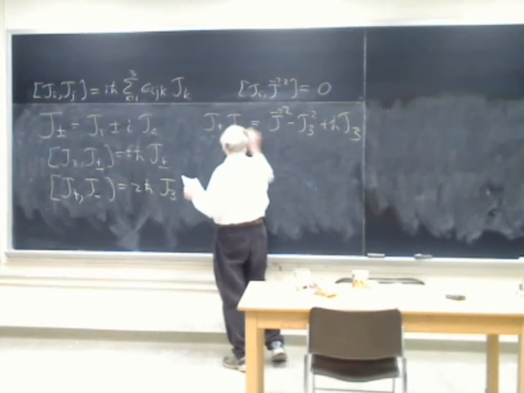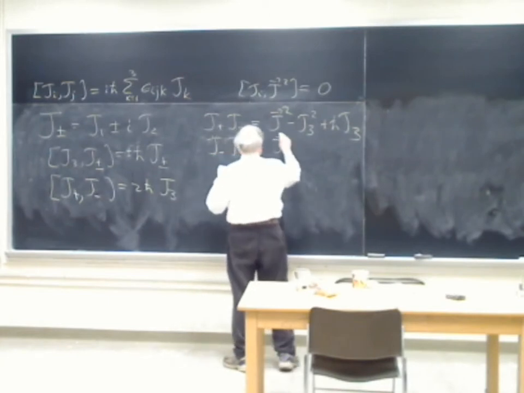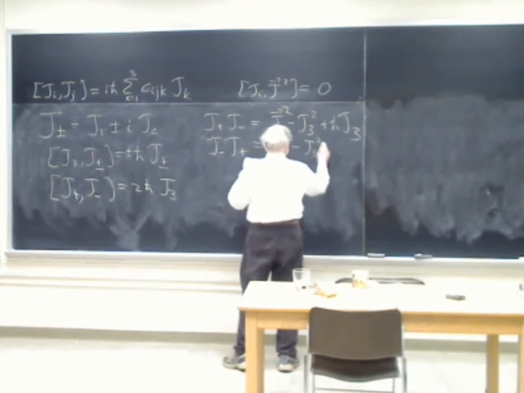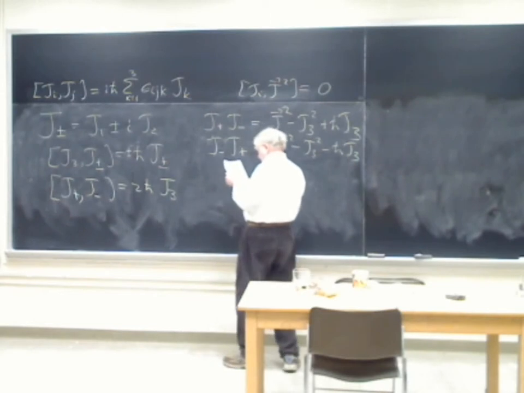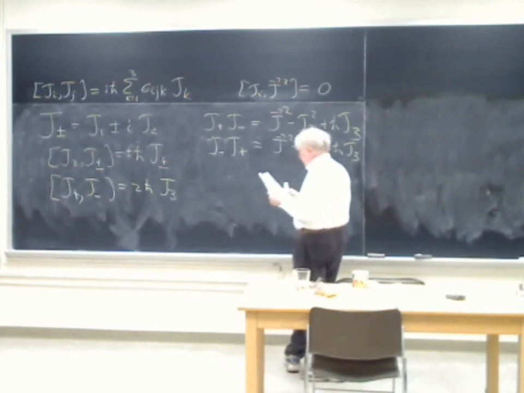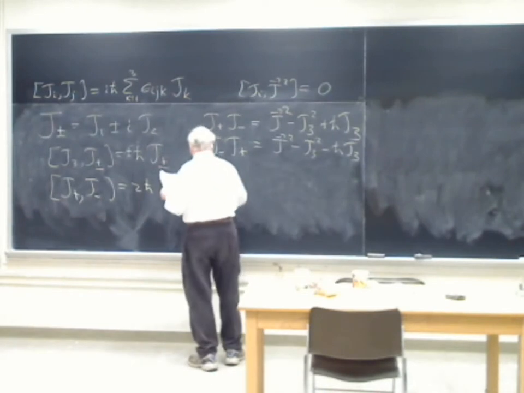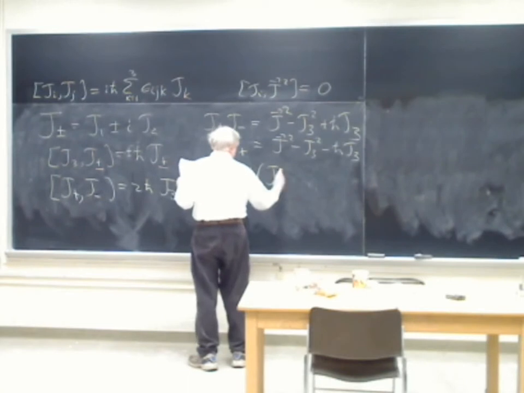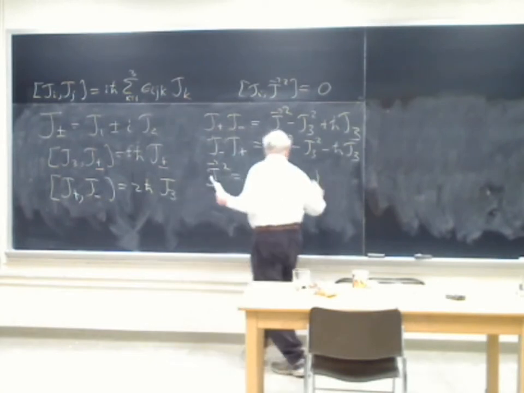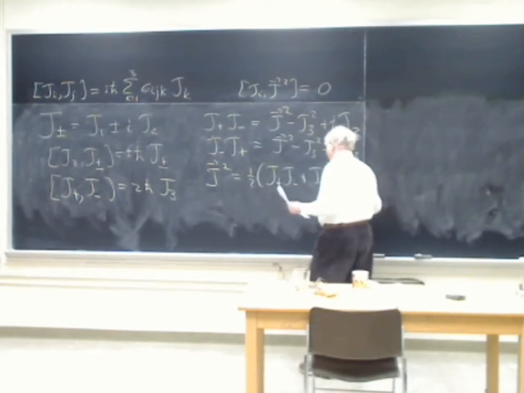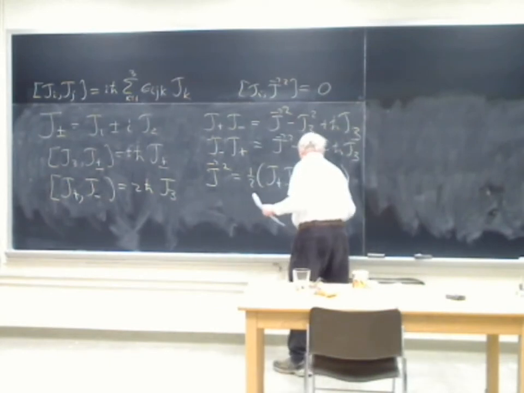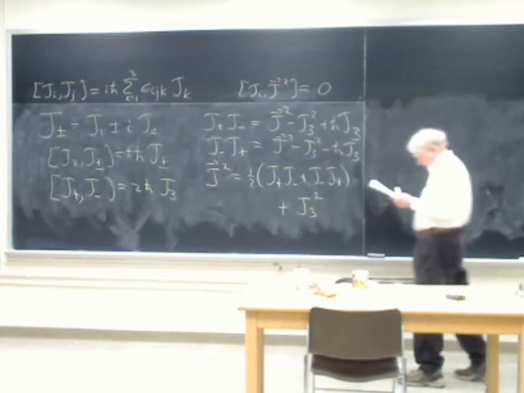We found that J plus J minus is this, and in the opposite order, it's a similar structure. Okay. And by adding these two together, we found that J squared was equal to a half J plus J minus plus J minus J plus, plus, let me just say, plus J3 squared there.